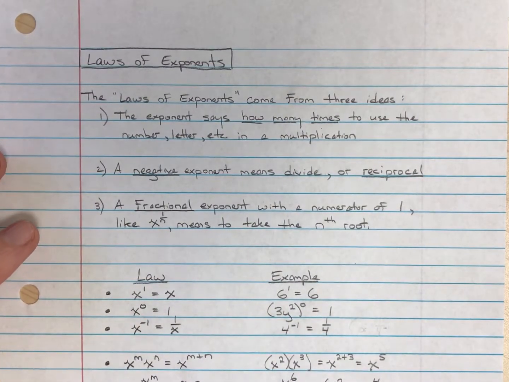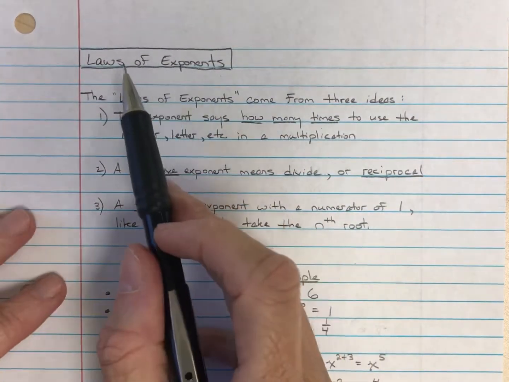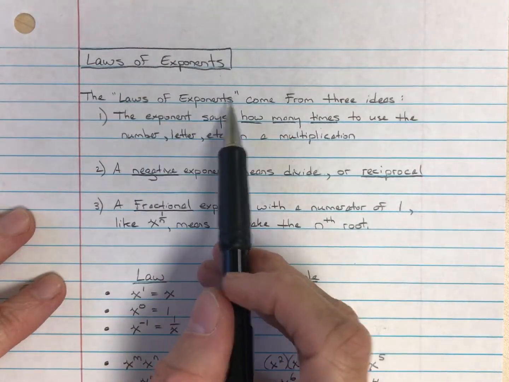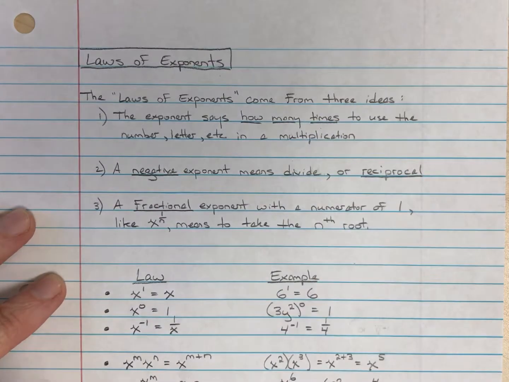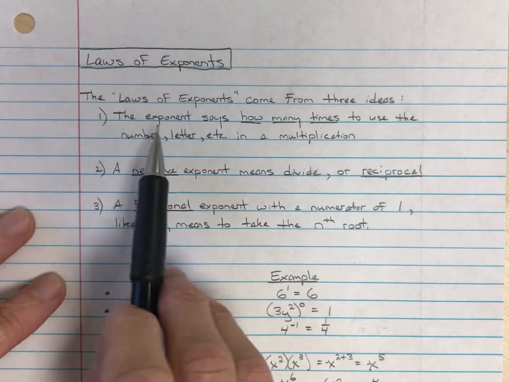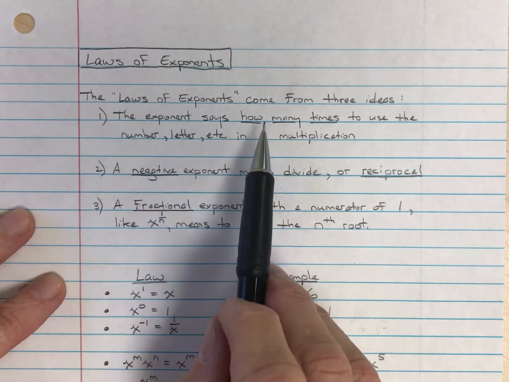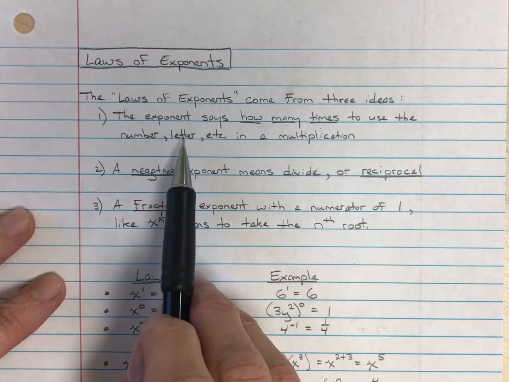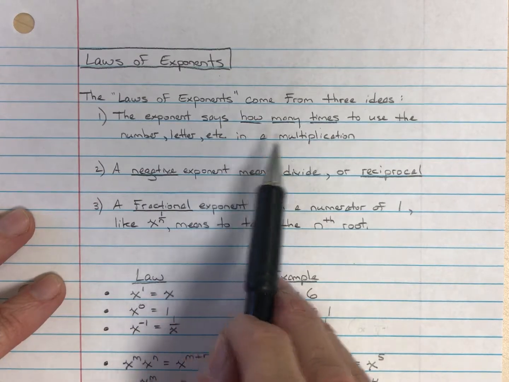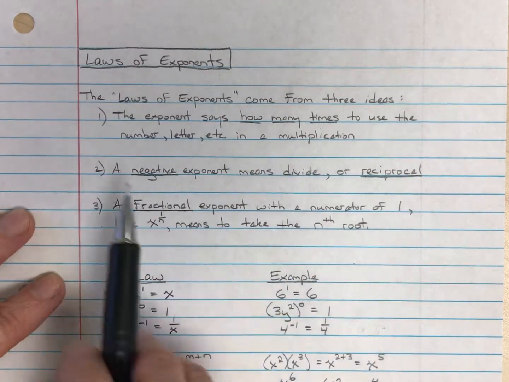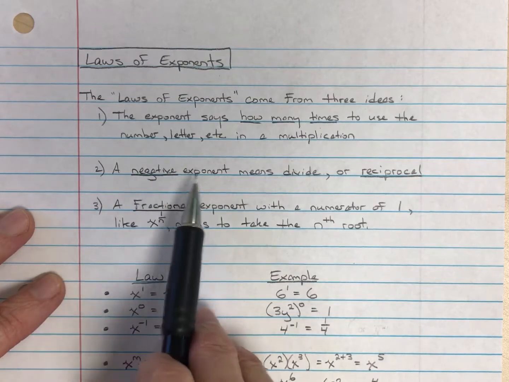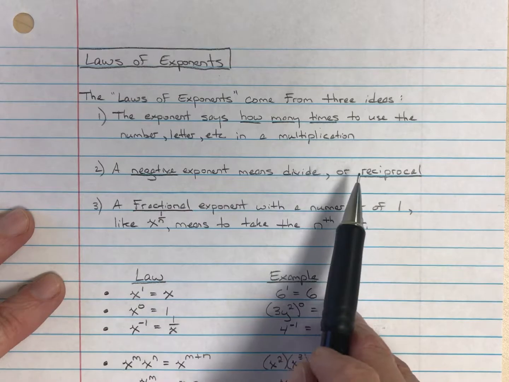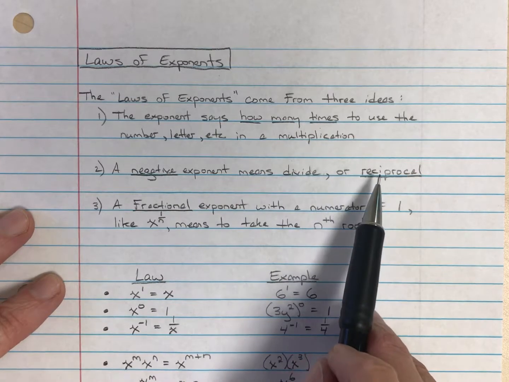Okay, so a brief video to review the laws of exponents. Now, the laws of exponents come from three ideas. Number one, the exponent tells us how many times to use the number, letter, etc. in a multiplication. Number two, a negative exponent means divide. Or more commonly, you'll see it probably introduced as the reciprocal.